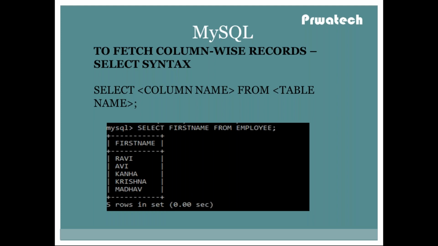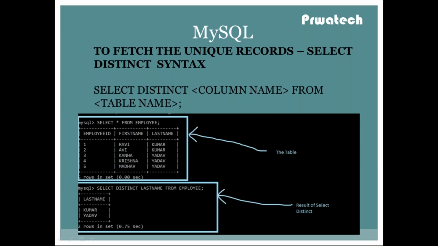Now, when we hit the enter button, it shows the result. Before that, I had already put 3 more records into it. So it shows Ravi, Avi, Kanha, Krishna, and Madhav, 5 rows. We would move on to our next syntax.